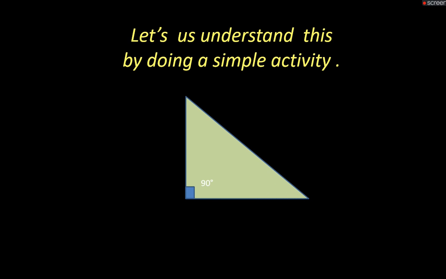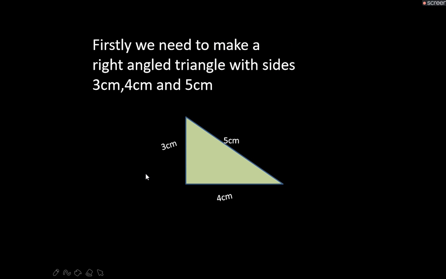One of the angles is 90 degrees, and the side opposite to the right angle, the 90 degrees, is called the hypotenuse, the longest side of the right angled triangle. The other two legs can be named as base and perpendicular.